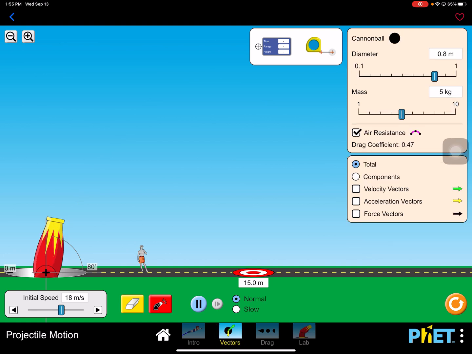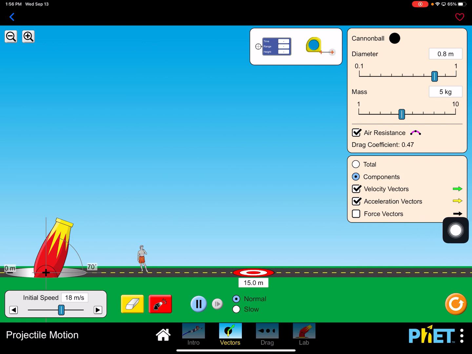Okay, so you can see that the acceleration vector is the yellow vector, and the velocity components, the x and y components, will be the green vectors. Okay, which way is the acceleration vector going to be pointing? Downward. Okay, and it'll remain constant.